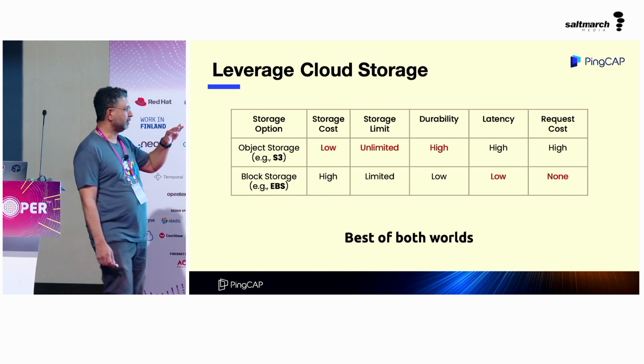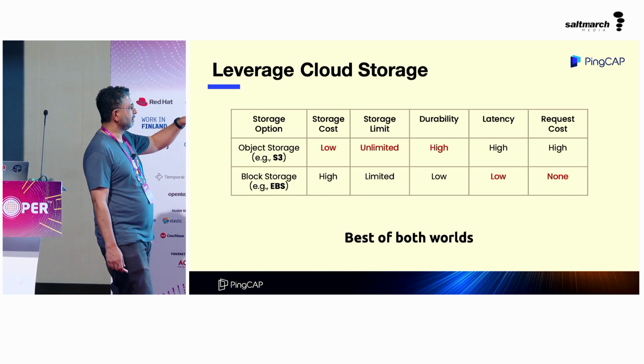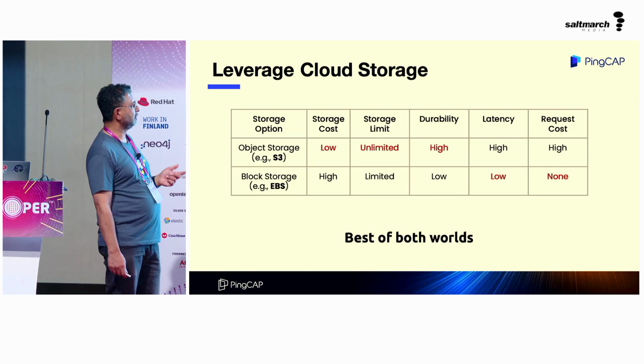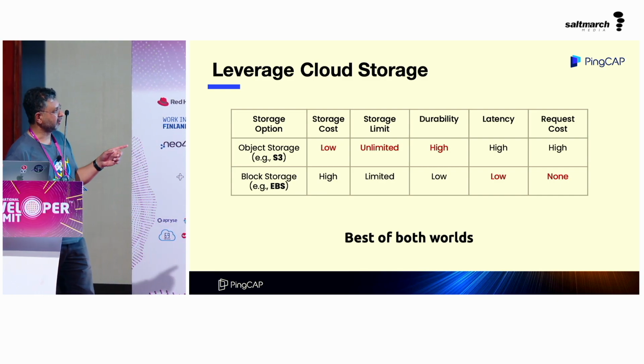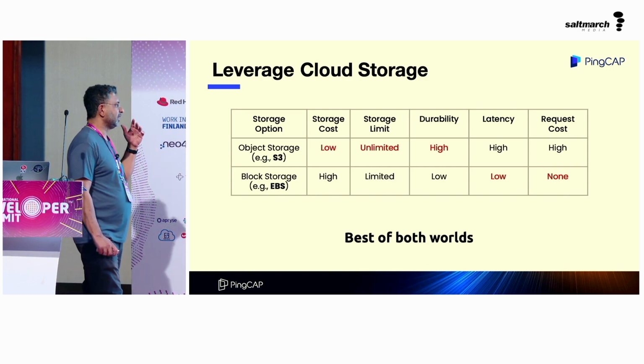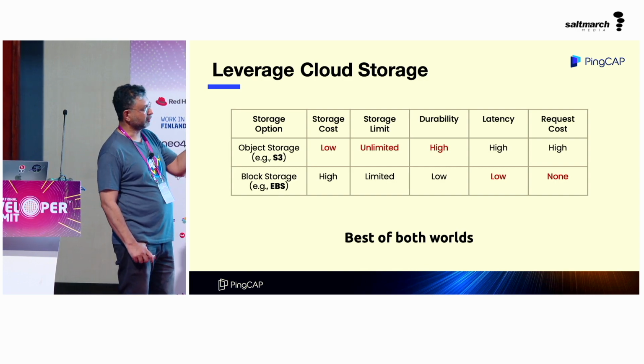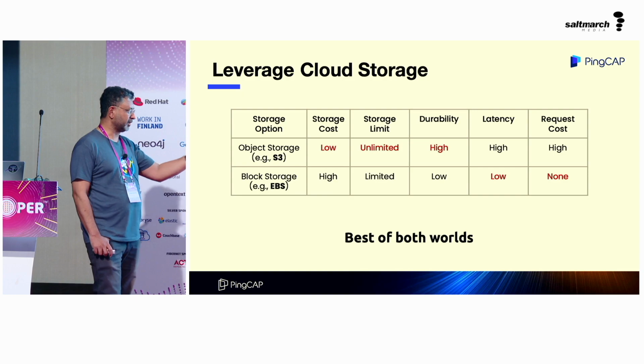So what's the trade-off here? The object store is cheap to store, but the request cost is high. Block storage, EBS, latency is low, and the request cost is none. So how do you make the best of both worlds?